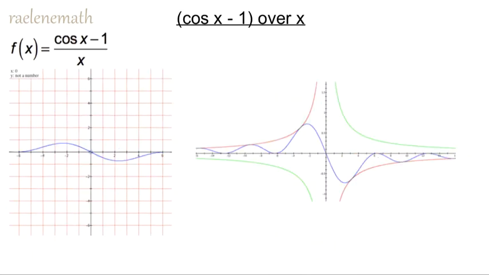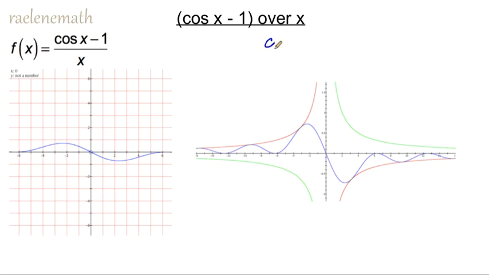Now let's take a look at the cosine x minus 1 over x function. This function has odd symmetry, and so whatever we consider happening on the right side, we can rotate 180 degrees and get the remainder of the graph on the other side of the y-axis.